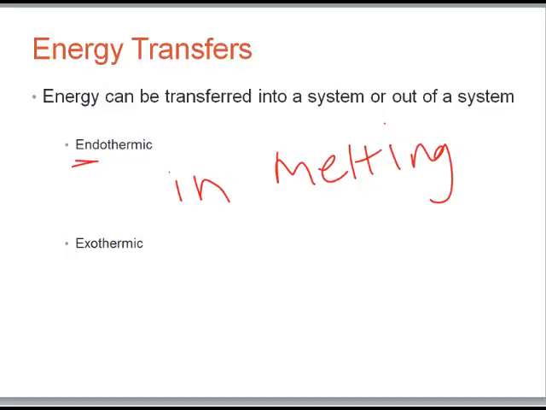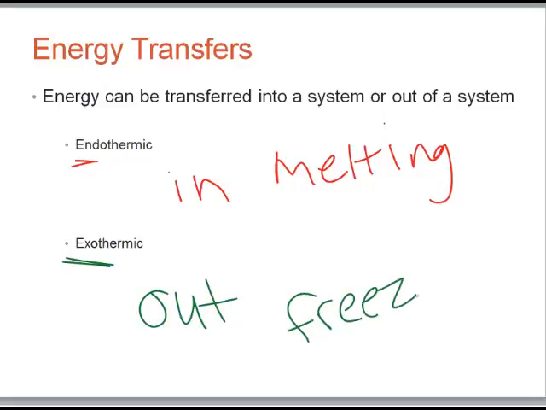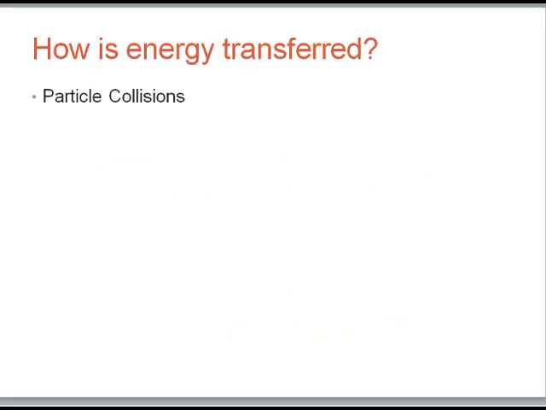And on the other side, another example here, exothermic. That is when energy goes out or exits. For example, freezing would be an exothermic phase change. Okay, so the question really is, how is energy transferred? Energy is transferred by particle collisions. One particle collides with another particle and it transfers its energy.